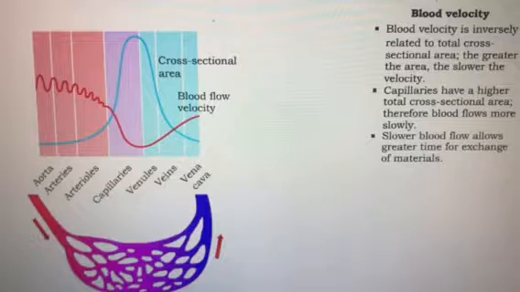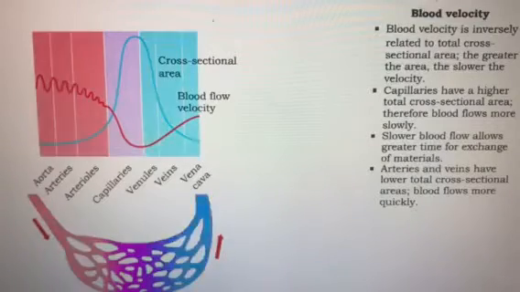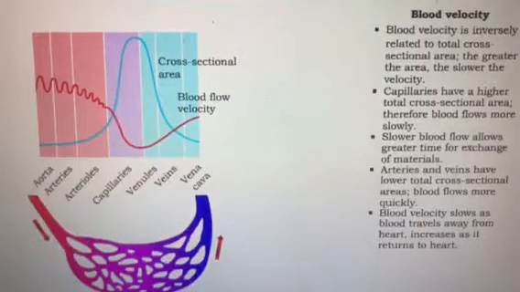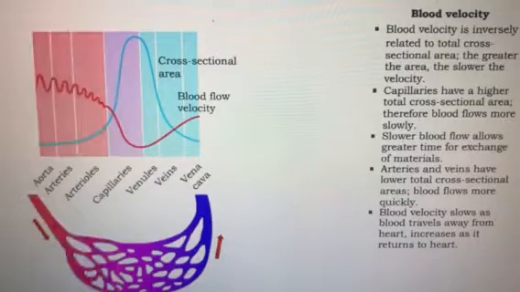Slower blood velocity in the capillaries allows more time for the exchange of materials. Arteries and veins have lower total cross-sectional areas, so blood velocity is greater. Blood velocity slows as blood travels away from the heart and increases as blood leaves capillaries and returns to the heart.